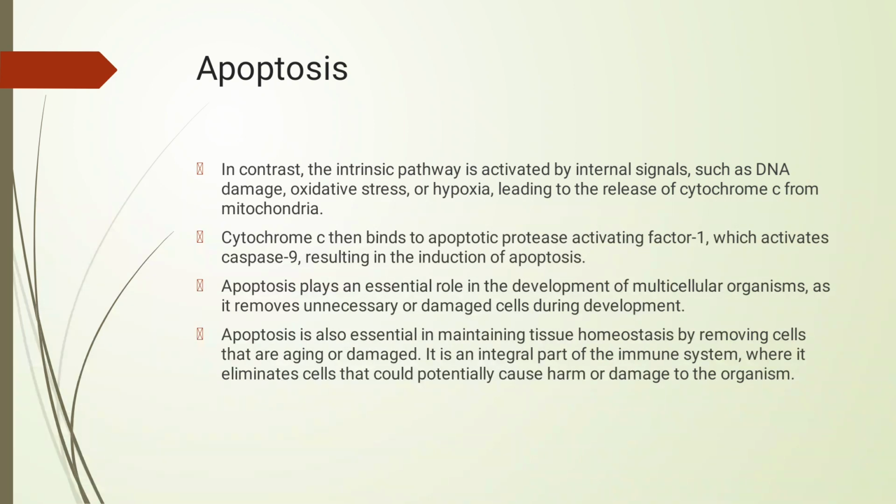In the case of the intrinsic pathway, there is DNA damage, oxidative stress or hypoxia. It will lead to the release of cytochrome C from the mitochondria. This cytochrome C will bind to apoptotic protease activating factor 1, which activates caspase 9. This will result in the induction of apoptosis. Necrosis and apoptosis are the major types of cell death.